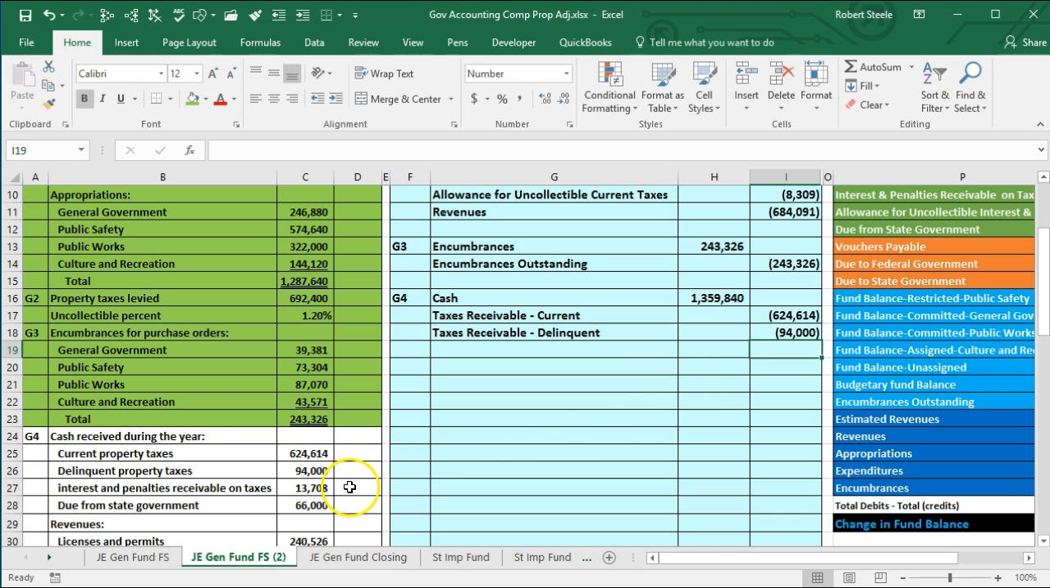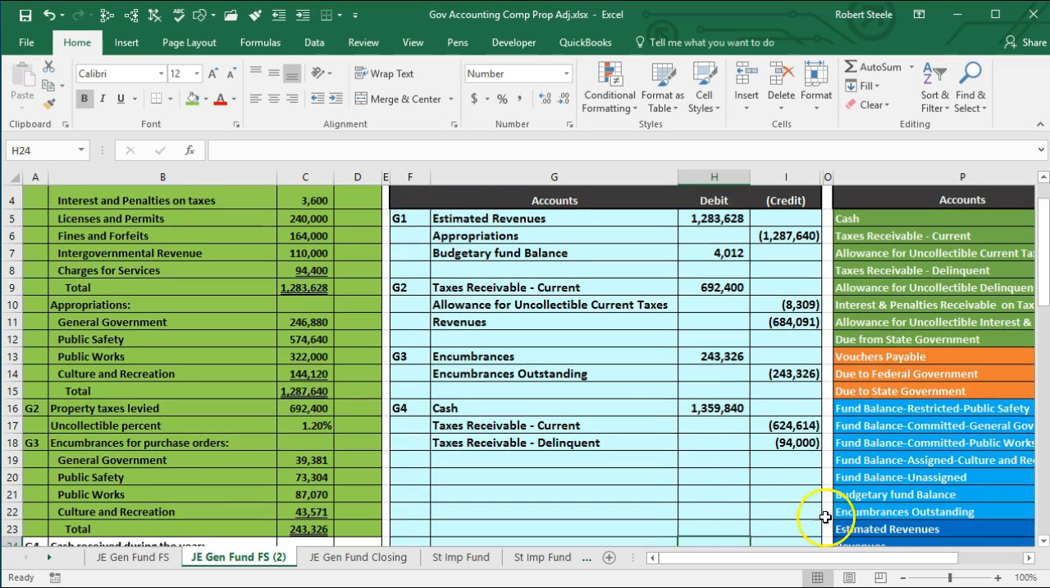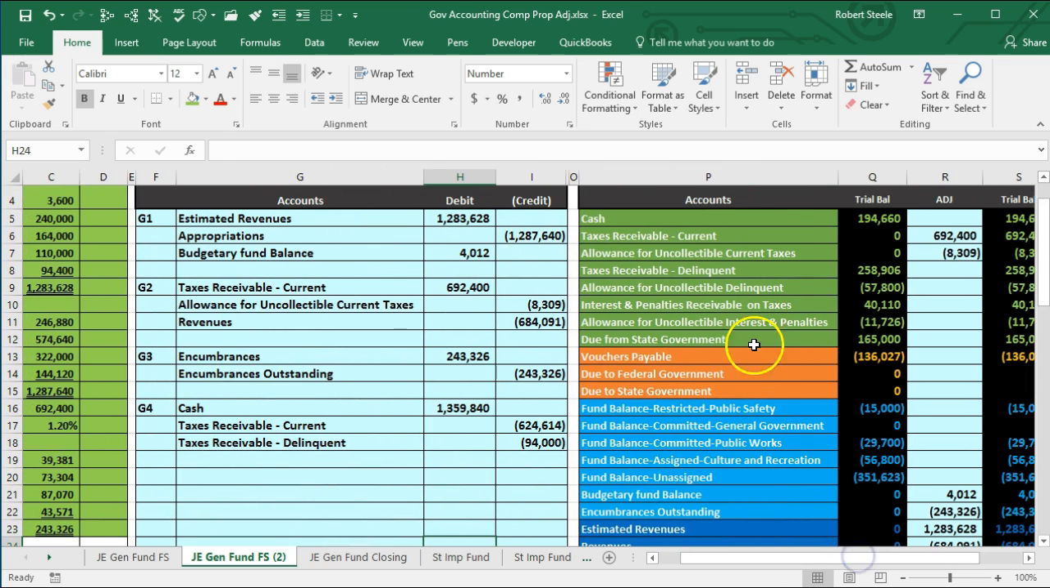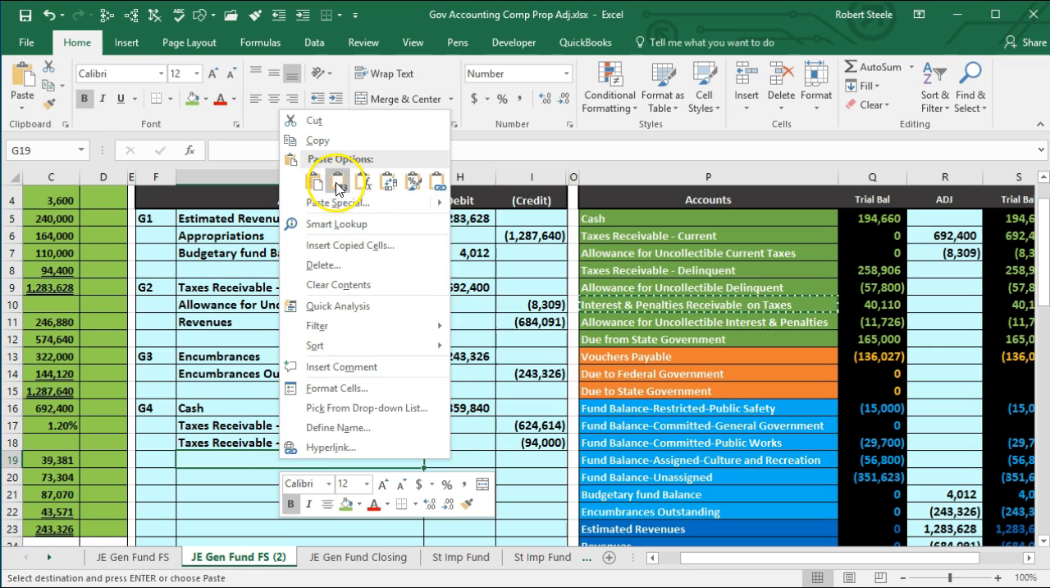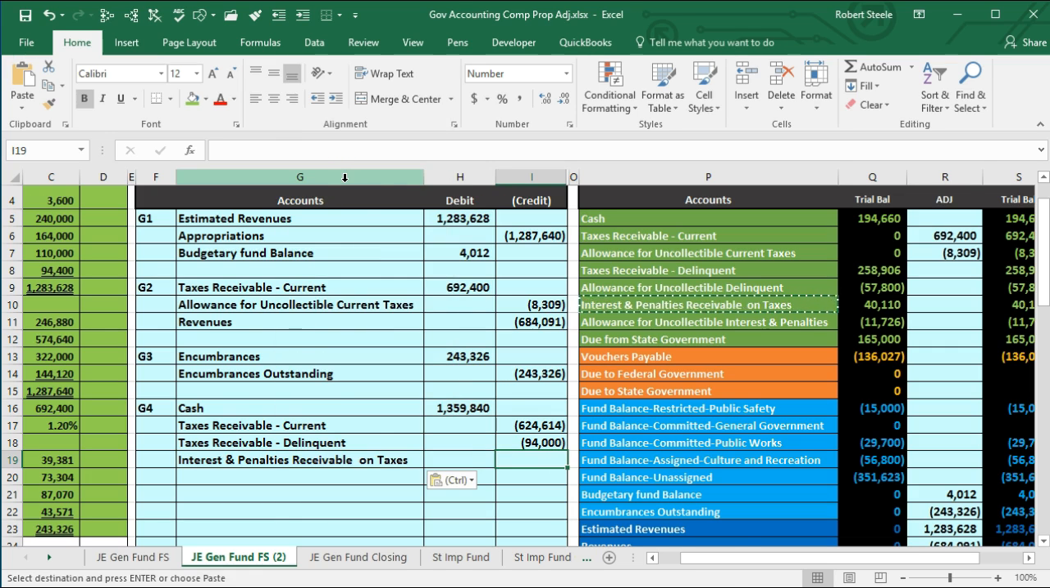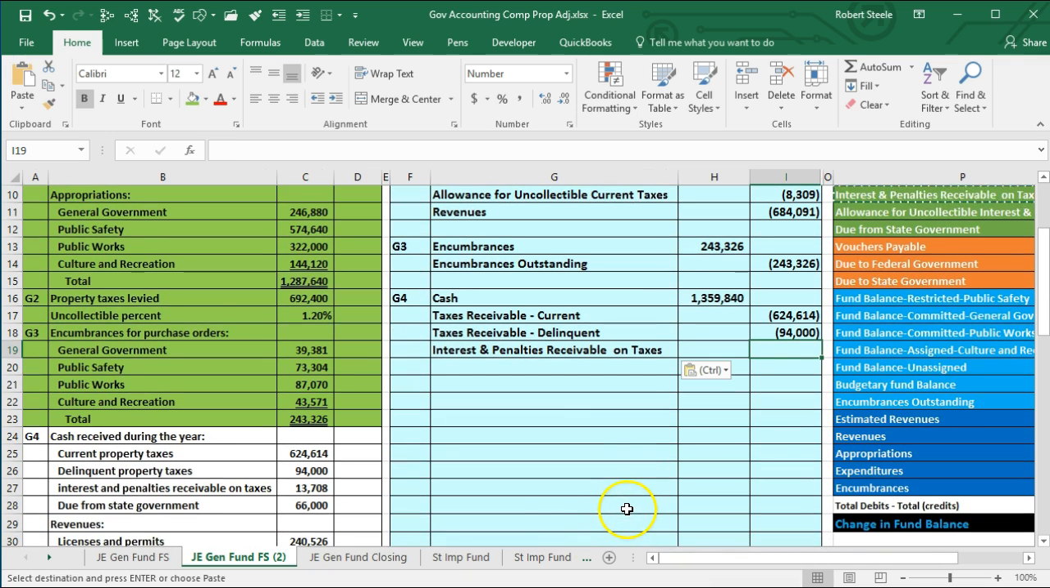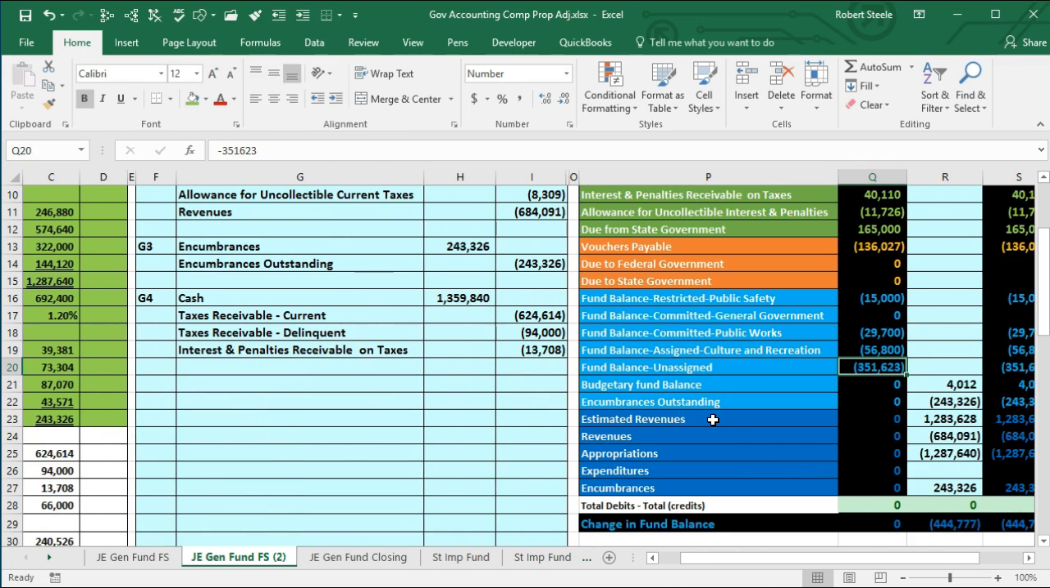Next item, we had interest and penalties. So I'm going to scroll back up. We're looking for interest and penalties. That's this item. Again, that's a receivable. We need to make it go down because we received some cash for it. Therefore, we're going to do the opposite thing to it. I'm going to copy that, go down to G19, right click, paste 1, 2, 3. Amount will be, scrolling back, this 13,708, negative 13,708. And there is that item.